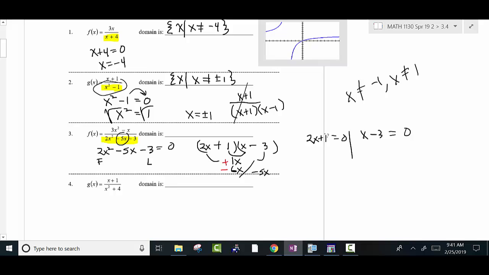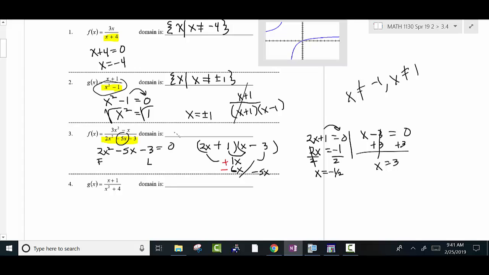Okay? So with this, I can move the 1 to the other side to get 2x equals -1. Divide by 2, so I have -1/2 is one number that causes the denominator to be 0. Same thing over here, which you can do in your head. That gives x equals 3.